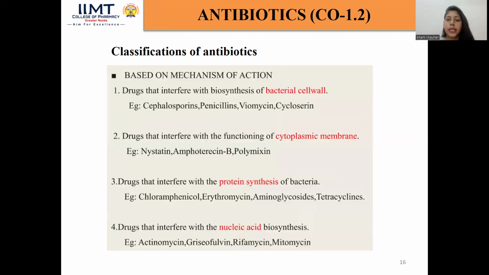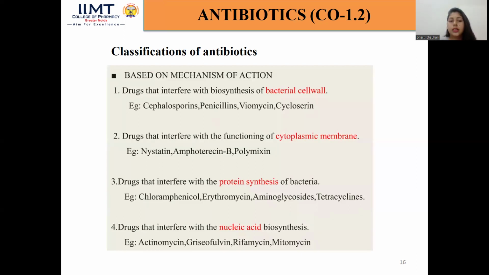Next, on the basis of mechanism of action, first is drugs that interfere with biosynthesis of the bacterial cell wall. Here, 4 types are classified. The antibiotics first inhibit the bacterial cell wall, showing their mechanism of action by inhibiting cell wall synthesis. Second, they act on the cytoplasmic membrane. Third is protein synthesis, involving the ribosomes, and fourth is nucleic acid.